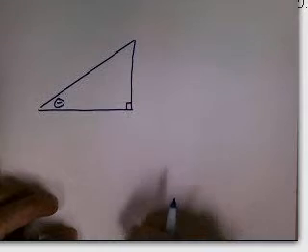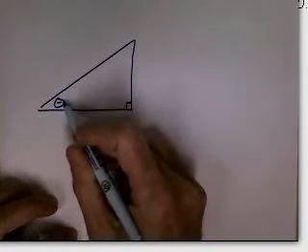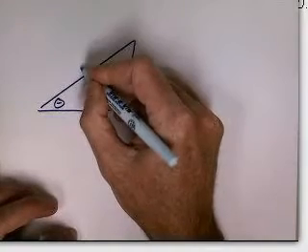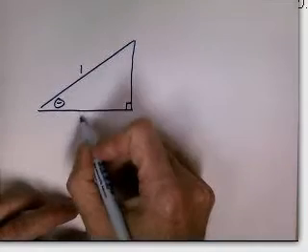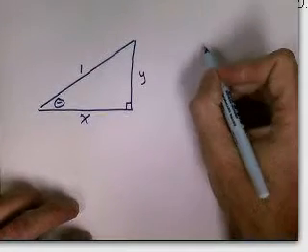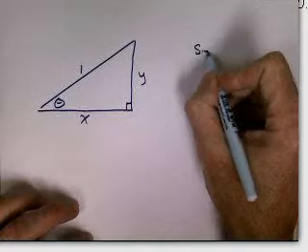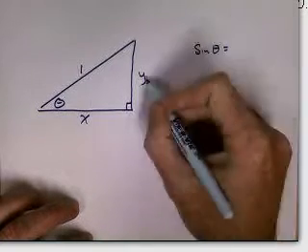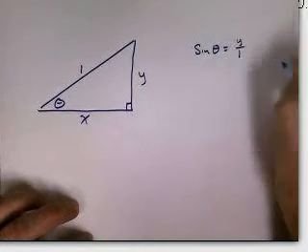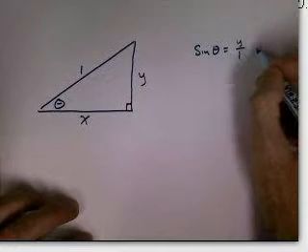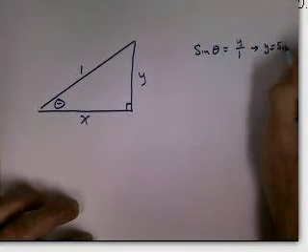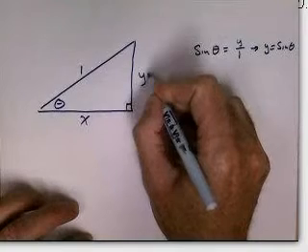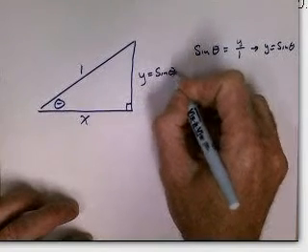Suppose I've got a right triangle with an angle theta, and I'm going to put a hypotenuse of length 1. Now, I'm going to call this side length x, this side length y. By definition, the sine of the angle is the opposite side over the hypotenuse, so y divided by 1. Well, in this case, since y divided by 1 is y, that tells me that y is equal to the sine theta. So the length of this vertical side is sine theta.